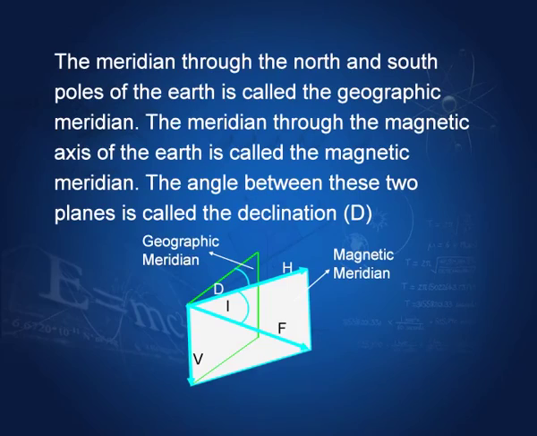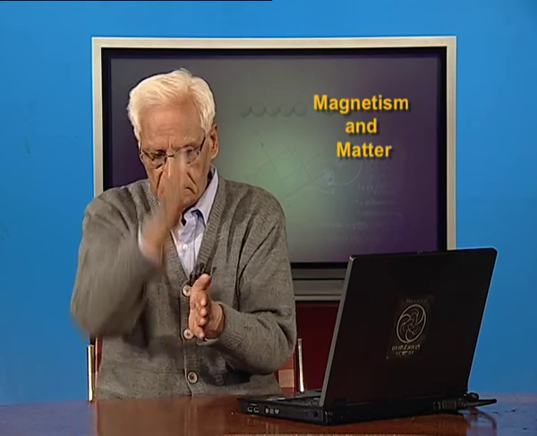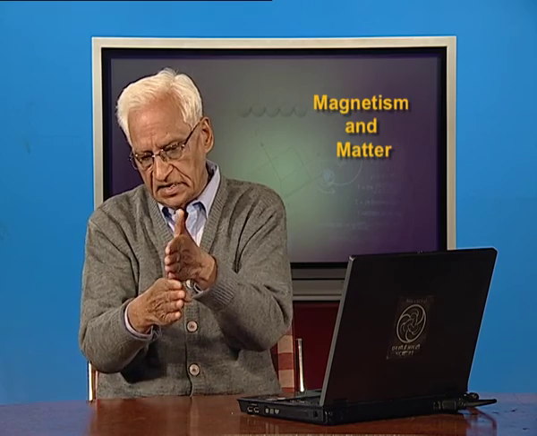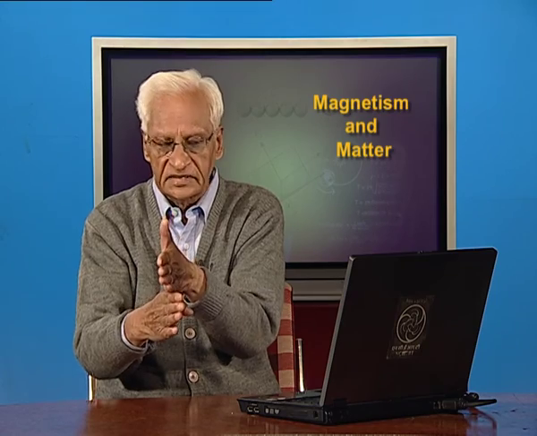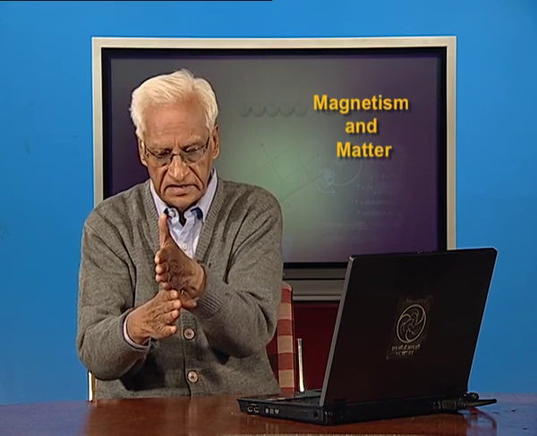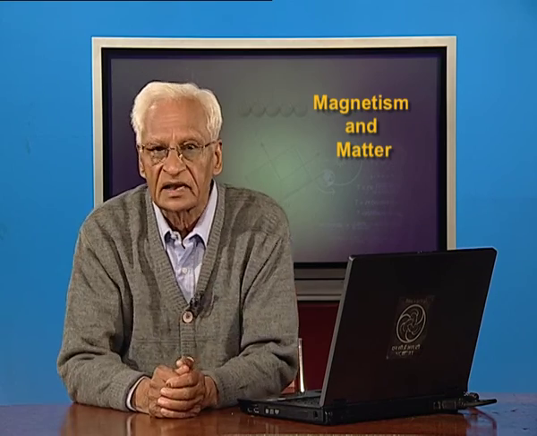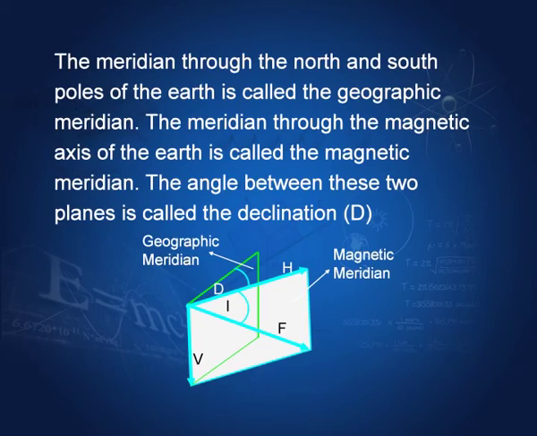Here I show you the magnetic meridian, and this is the geographic meridian at a given place. The angle between the geographic meridian and the magnetic meridian is called the declination. I have shown you earlier that there is an angle between the magnetic axis and the earth's rotation axis; this angle is the declination. The angle between the two planes, magnetic meridian and geographic meridian, is called the declination.